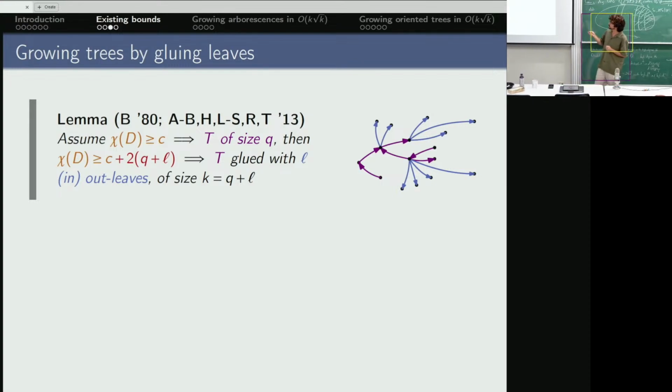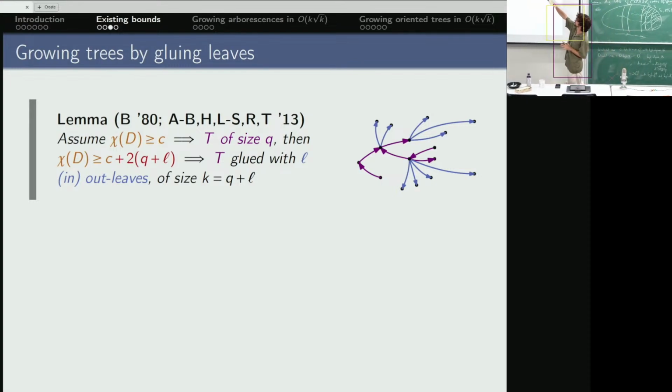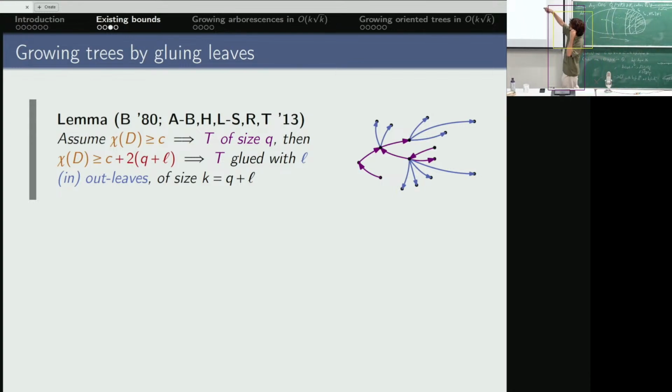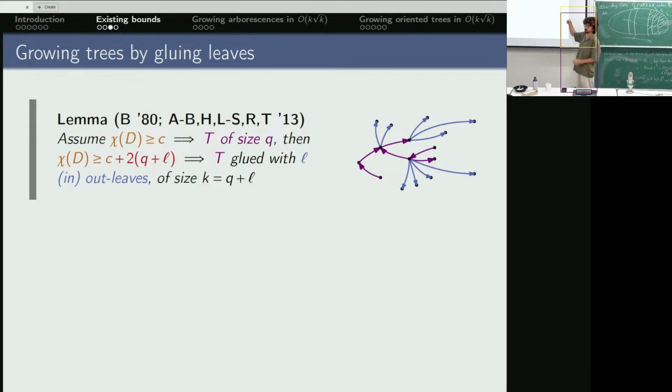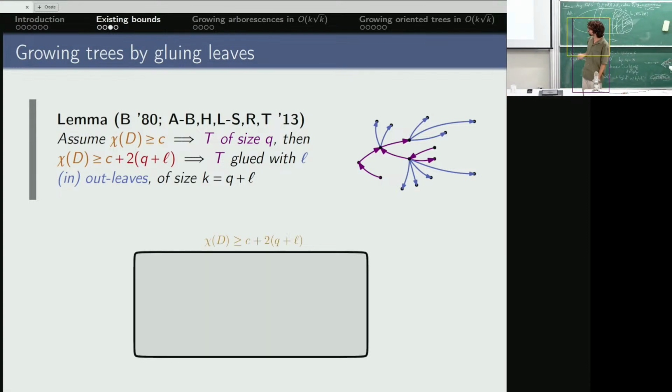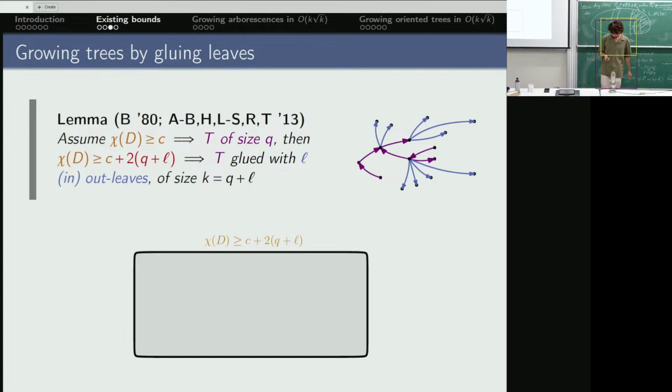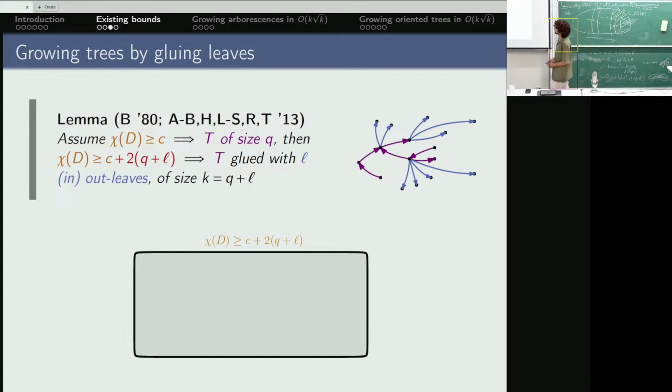So this allows me, if I have a bound for a smaller graph, this smaller purple graph, to construct bounds for this graph that I obtained from the small graph by gluing leaves. This was a lemma used by Burr and the authors of the second improvement. So how does this work?